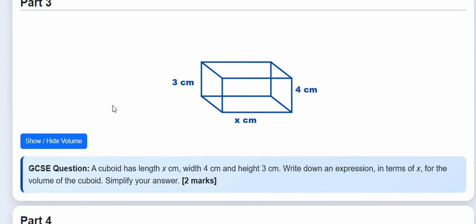In this third example, we are told a cuboid has the length x centimeters, then the width is 4 centimeters here, and then the height is 3 centimeters. Then write down an expression, in terms of x, for the volume of the cuboid, then simplify your answer. The first thing, of course, we are looking for is that volume, and we already know volume V is given by length multiplied by width multiplied by height.